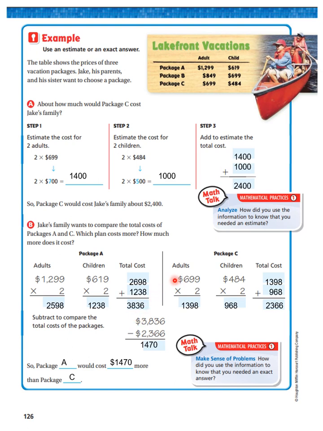Package C. Adults are $699 times 2 is $1,398. Children are $484 times 2 is $968. I add them together, I get $2,366. So now I need to subtract the two. $3,836 subtract $2,366 equals $1,470. So package A would cost $1,470 more than package C.